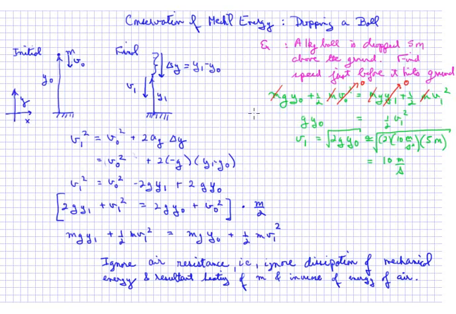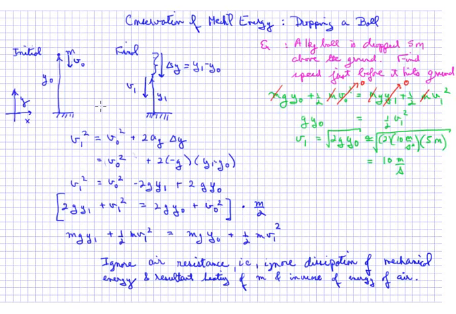So this is an example of conservation of mechanical energy, specifically dropping a ball. Consider a ball being dropped a distance y naught above the ground, where the initial condition is that it is a distance y naught above the ground and also moving with some velocity v naught downwards. And then in the final configuration, it has not yet hit the ground. It's in midair, at some height y1 above the ground, moving downwards with velocity v1.